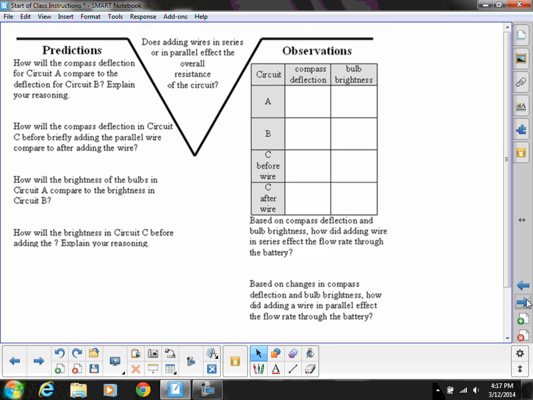Under your observations table, you have circuit A and B, circuit C before the wire, circuit C after adding the wire, so make sure you differentiate between those when you're taking the readings. And then the bulb brightness. Remember, I already told you that your bulb brightness for after adding the wire for the last column here should be not lit. So whatever scale you've created for yourself to rank bulb brightness, you should give that whatever you would call a bulb that is out, if it's 1 or 0 or whatever it is that you decided there.